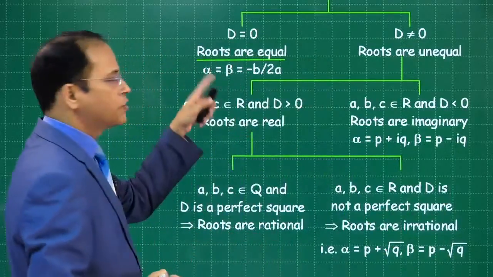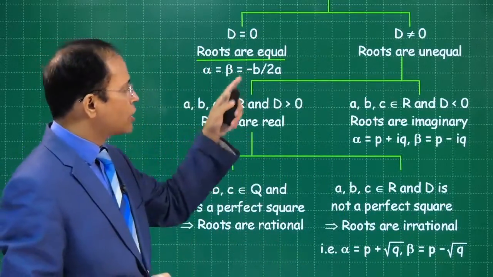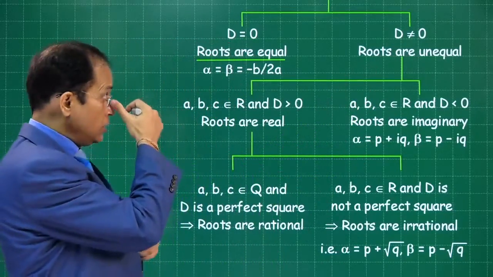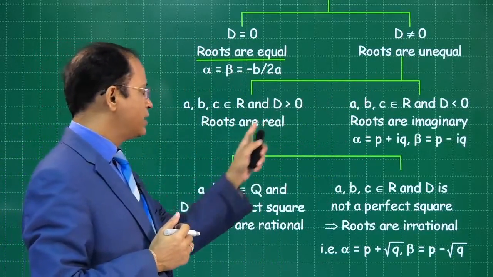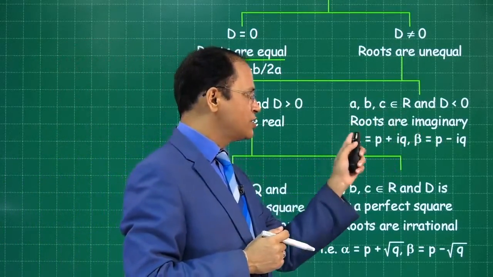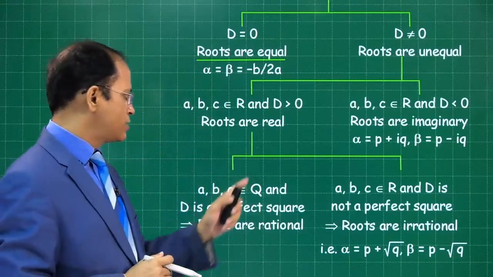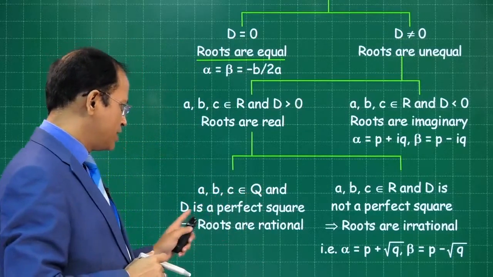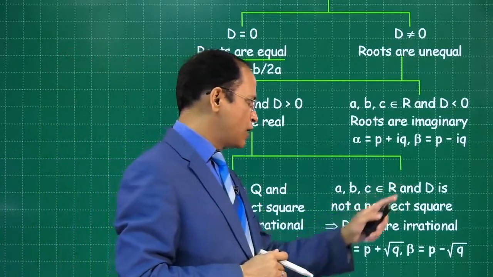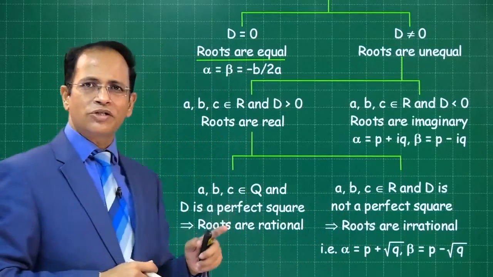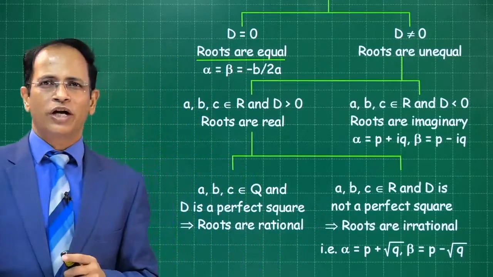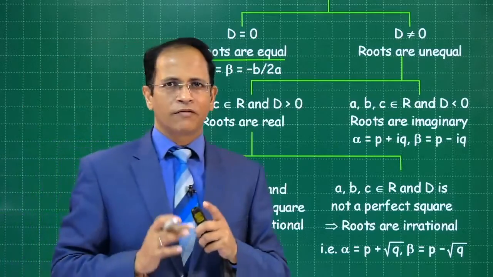You see, D is equal to 0, roots are equal. D is not equal to 0, roots are unequal. A, B, C belong to R, D greater than 0, roots are real. A, B, C belong to R, D less than 0, roots are imaginary. A, B, C belong to Q, D is a perfect square, roots are rational. A, B, C belong to R, D is not a perfect square, roots are irrational. If alpha is P plus root Q, then beta is P minus root Q. Got it? Fine, you can see the chart.